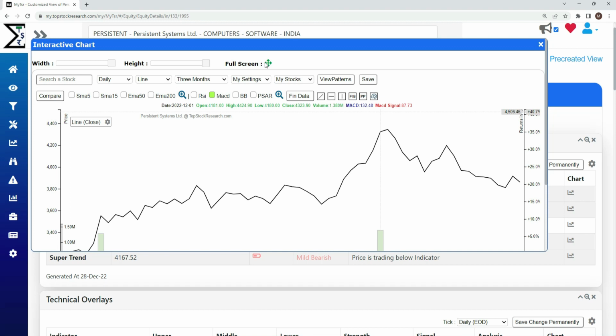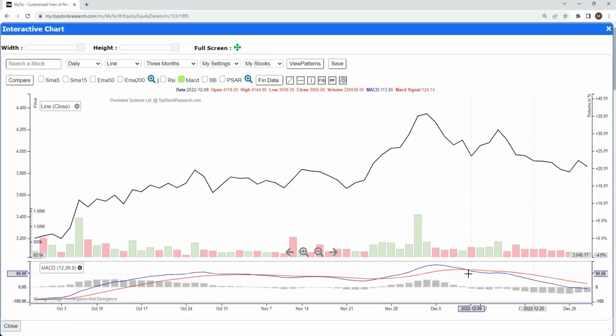When you look at this, the crossover has happened here, and ever since the crossover has happened, it's going in the downturn direction. So for these kind of stocks, the crossover is giving you a pretty good quality signal. Of course, in the sideways market.